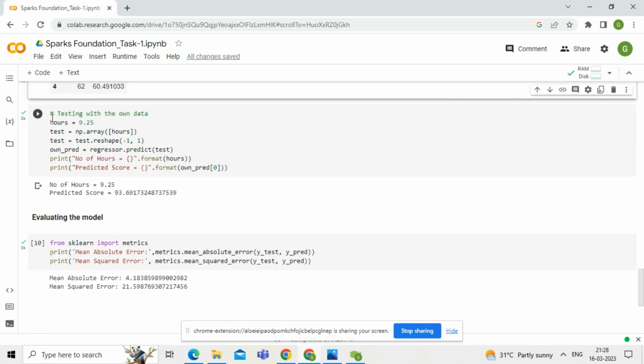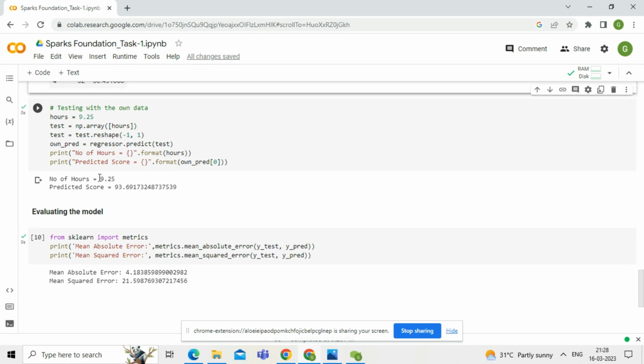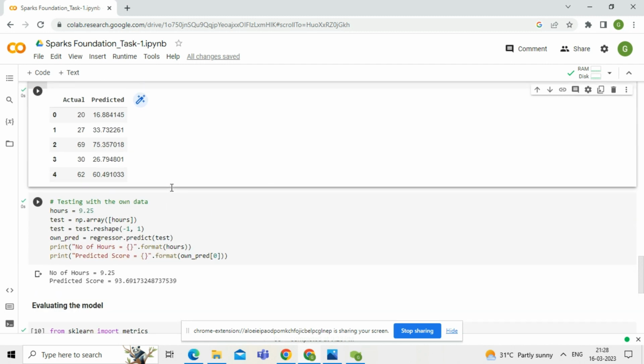Now I have tested the model with my own data by giving the number of hours as 9.25. Then I have converted that into a NumPy array. Then I have put it into the predict function. Then I have printed the number of hours studied and the predicted score of the student. If we observe, the number of hours studied by the student is 9.25 and the predicted score is 93.69.